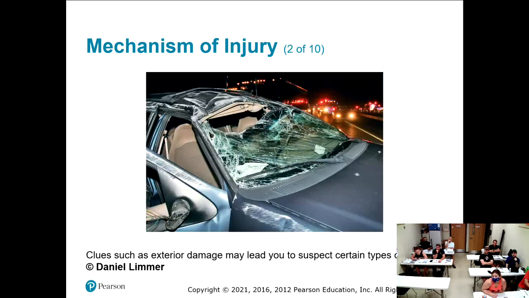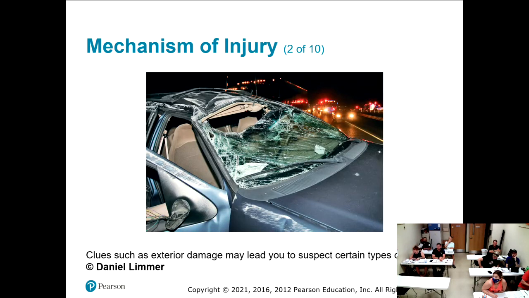So we want to understand these forces. When you get on the scenes of these accidents with these patients, look at the cars, see where the damage is. Take the story into account. Spidering, that's actually on the next slide. It's usually pretty common.